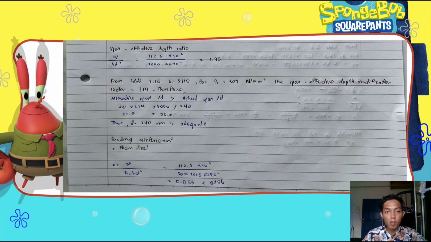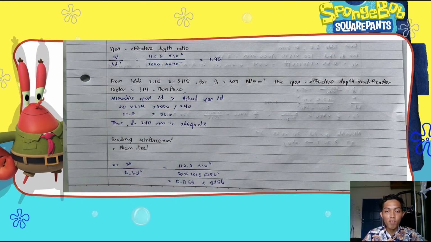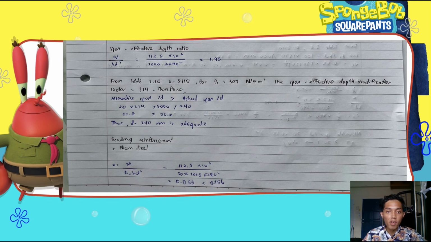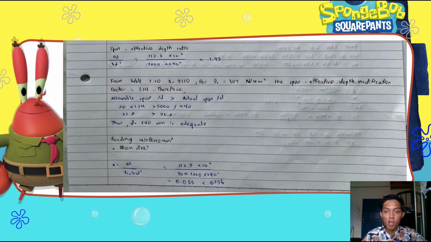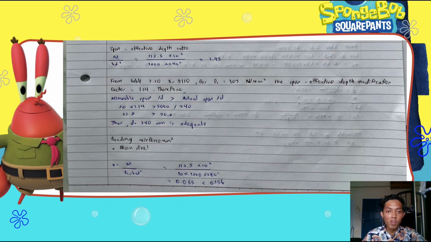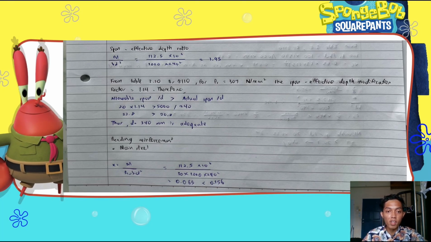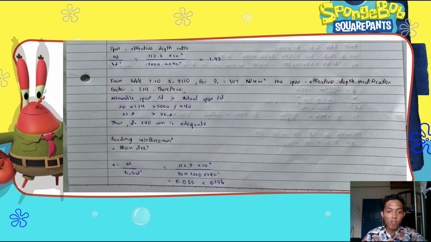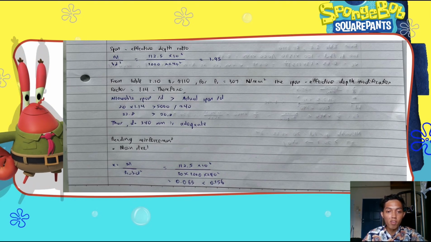Next, after finding the bending moment, we must find the span effective depth ratio, which has the given answer. From the answer, we must refer to table 3.10 of BS 8110. From there, we know the span effective depth modification factor, and we must find the allowable span divided by D and the actual span divided by D, and get the answer to find whether D is adequate. From that, we must find the bending reinforcement for the main steel, which we have given the answer in this slide.